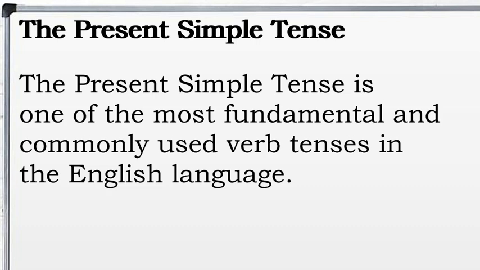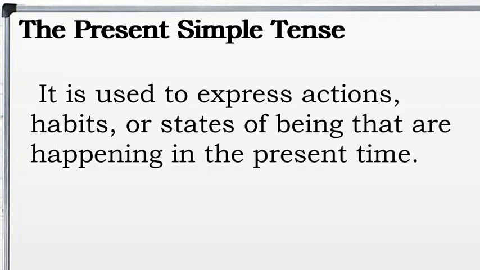The present simple tense is one of the most fundamental and commonly used verb tenses in the English language. It is used to express actions, habits, or states of being that are happening in the present time.